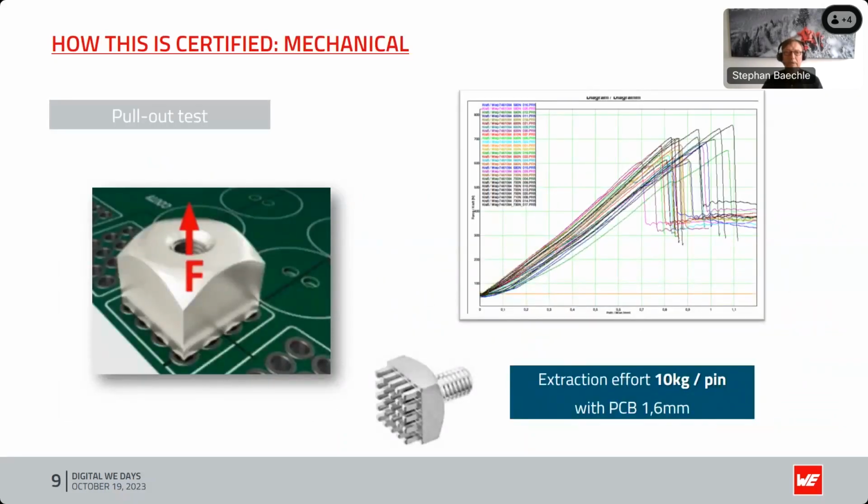Let's have a look at the mechanical performance of the press fit technology. How is this measured? It's measured in a pull-out test. And there we can see we have a big extraction effort. It's around 10 kilograms per pin, or the other way around, 100 Newton per pin. And this is measured with a PCB 1.6 millimeters thick.